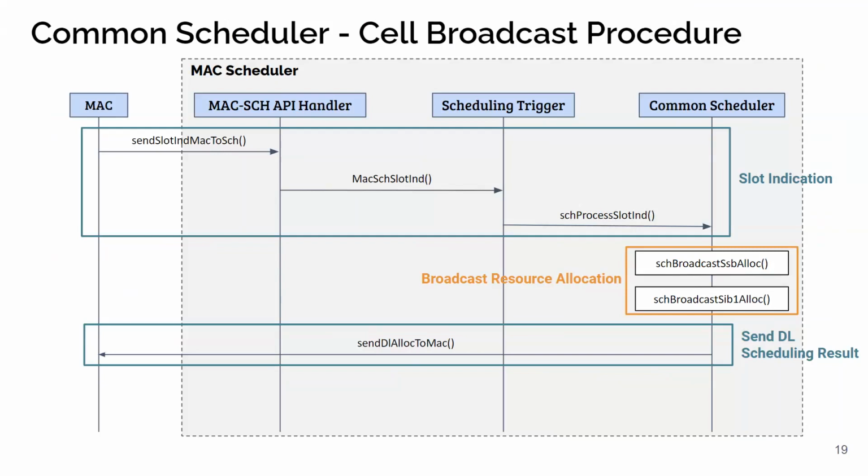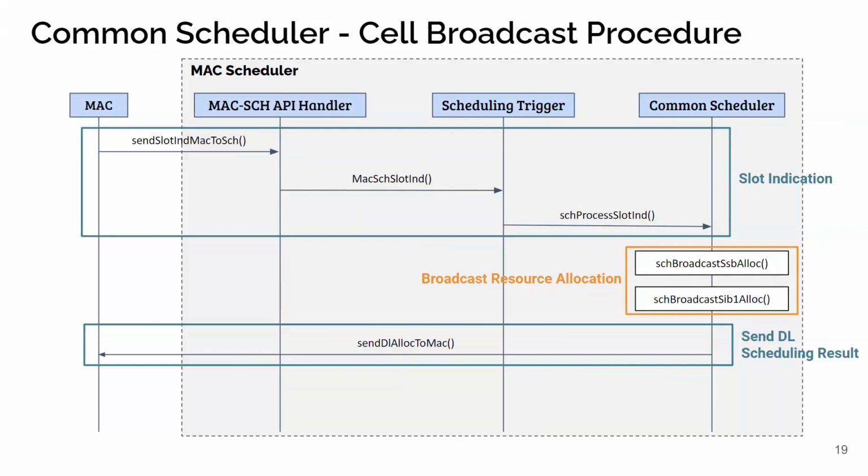And okay, this notification will be received by the MAC scheduler API handler, and then this API handler will call a function called MAC scheduler start indication and send it to the scheduling trigger.